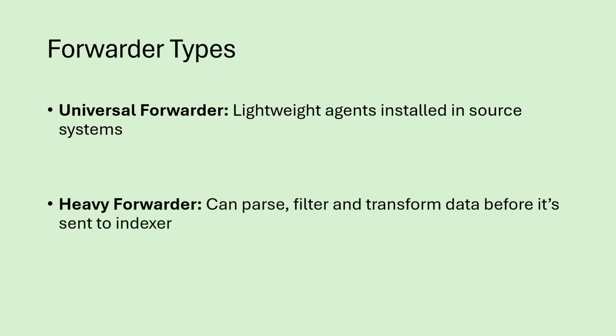Heavy forwarders can parse, filter, and transform data before forwarding it to indexers. They are used when you need to pre-process data to reduce the load on indexers, or when data needs to be routed to multiple indexers.